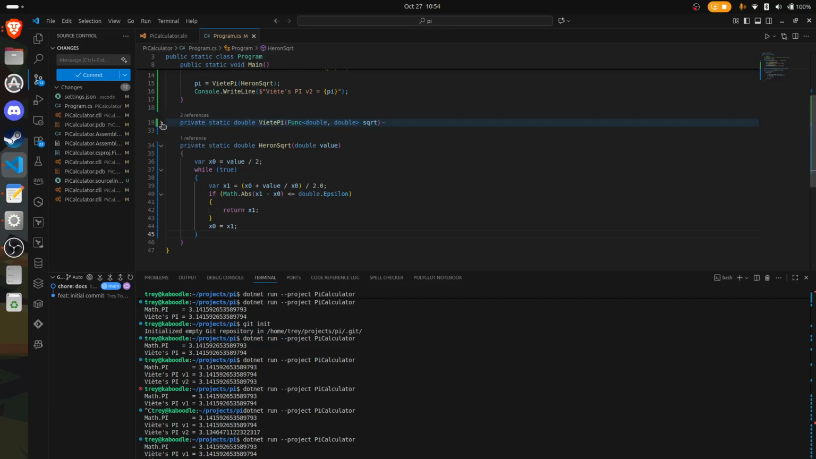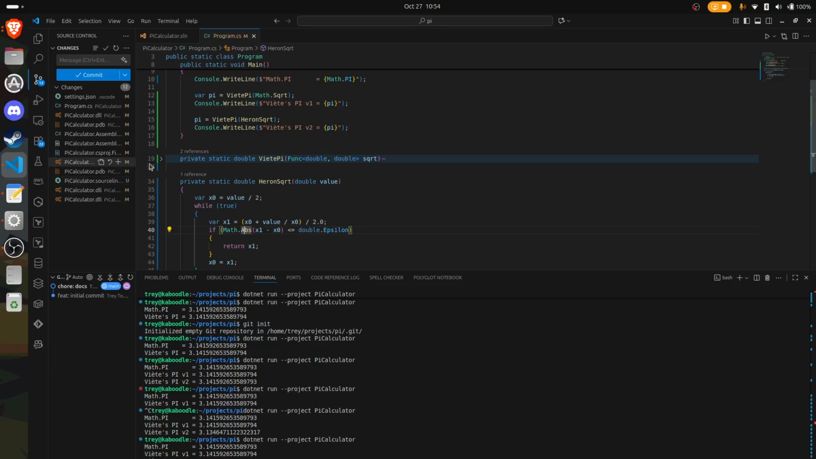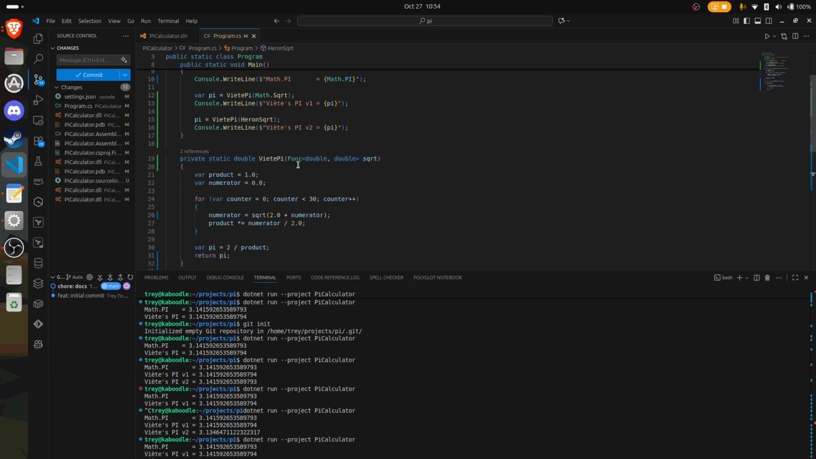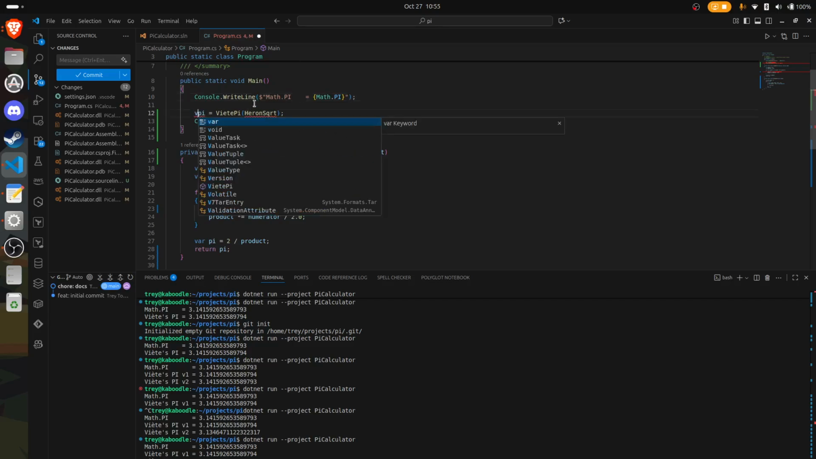And now we can try getting all of the doubles converted to decimals. Let's see how far we can go with this. Old square root is out. New square root is the only square root.